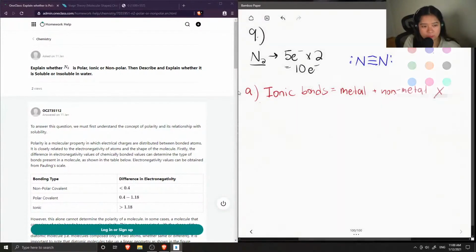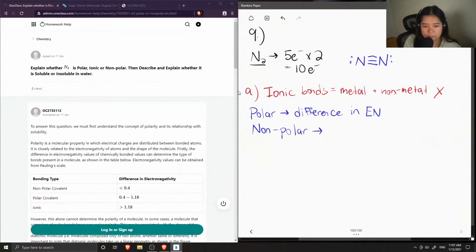So when we have a polar molecule, this is when there is a difference, or when we have a polar bond in particular, this is when the bond has a difference in electronegativity due to one of the atoms being more electronegative. But when we have a nonpolar bond, this is when the 2 atoms either have the same or similar electronegative values. So typically, the difference in electronegativity is less than 0.4.